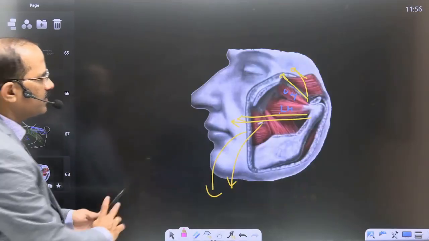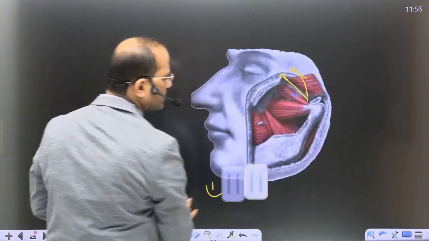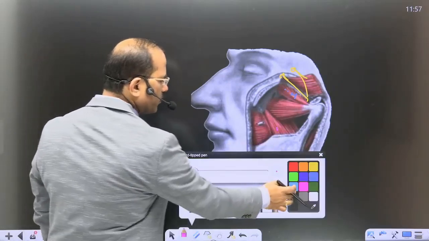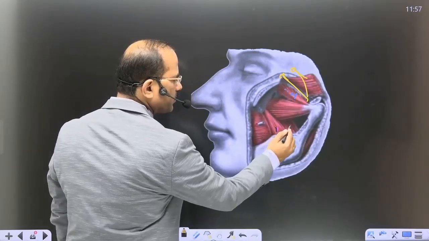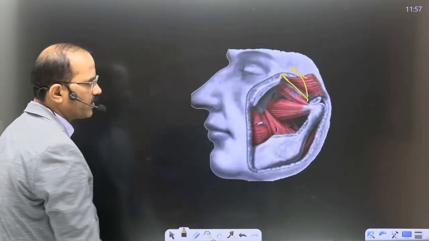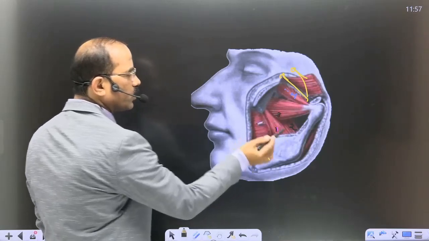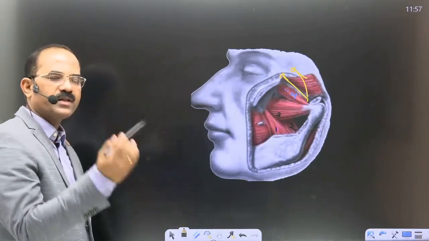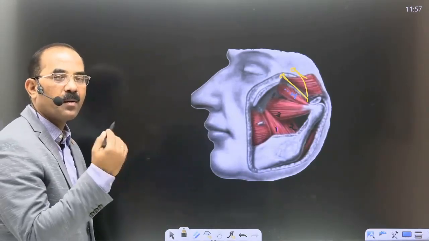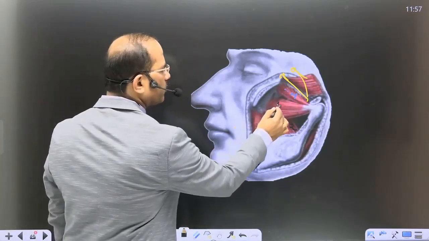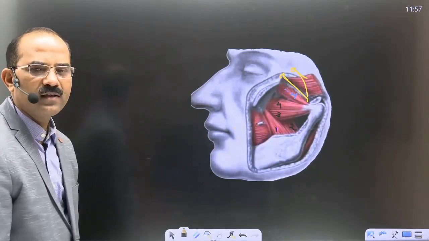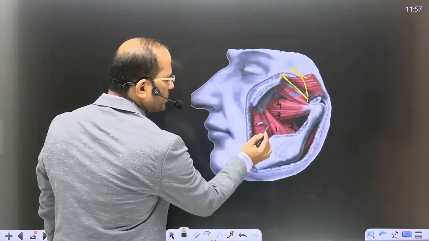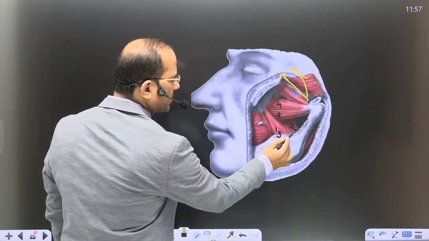Look at this slide, another very good slide. So what is this? Number one, that's the superficial head of medial pterygoid. Number two is the deep head of medial pterygoid. And number three, the lower head of lateral pterygoid. So the lower head of lateral pterygoid is between the two heads of medial pterygoid. And number four is the upper head of lateral pterygoid. Clear? This is superficial head of medial pterygoid. That's a deep head of medial pterygoid.